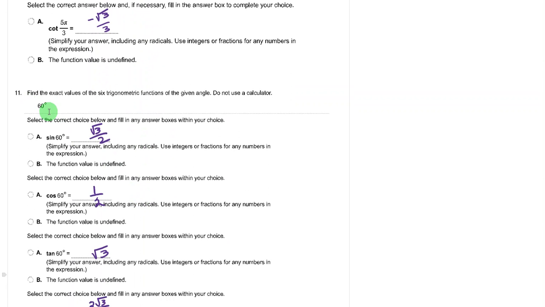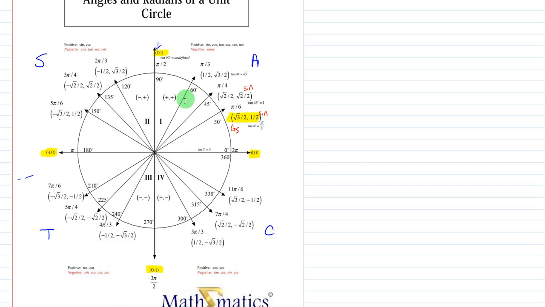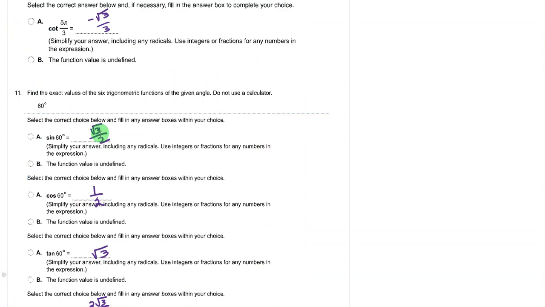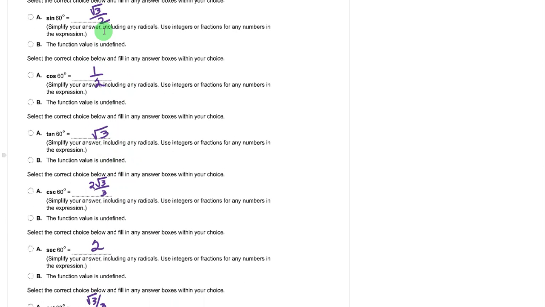Do the same thing for 60 degrees. If you go to your unit circle, here's 60 degrees. Your cosine is 1/2. Your sine is square root of 3 over 2. So you can fill in those two. Tan is this over this. Do your algebra, and you should get square root of 3. Then you flip each of these to get the last three.